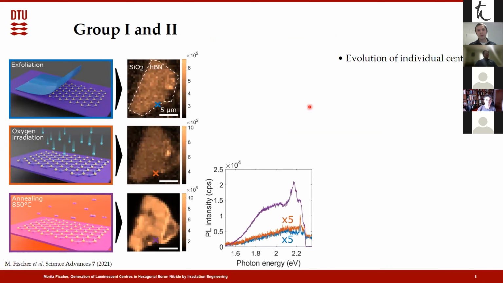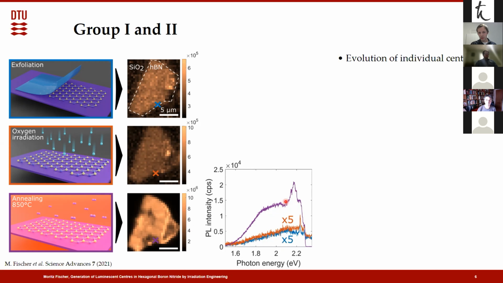And at these steps we can basically trace an evolution by taking photoluminescence maps after each step, for instance, here shown for one hBN flake. And then by looking at the locations, we can trace the evolution of individual luminescent centers.